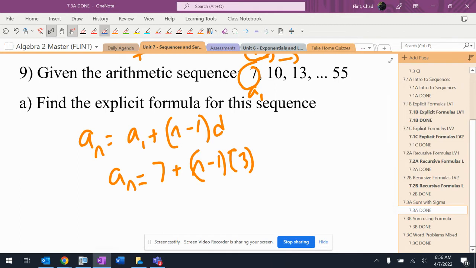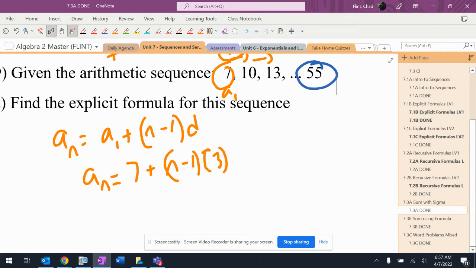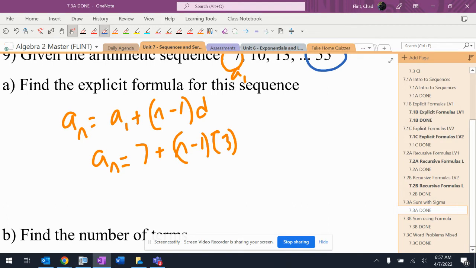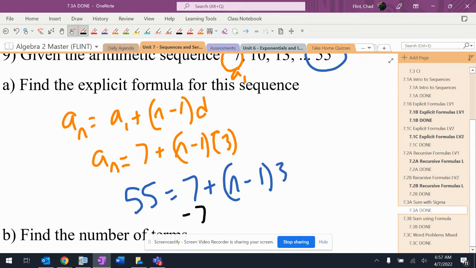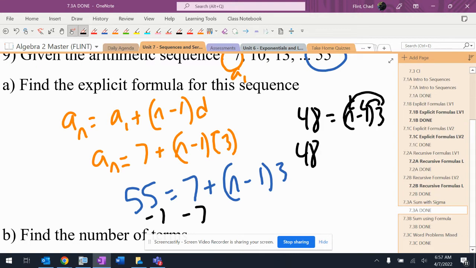This might be a bit of an issue here. I have to figure out what 55 is. There's lots of things you can do, like just keep going and figure out how many terms it takes to get to 55. You could also do this. This is borderline for what I would do. I'm going to solve that. It's a little bit iffy to solve. So it's going to be 48 equals (n minus 1) times 3. I'm just going to distribute this from that side. So 48 equals 3n minus 3.